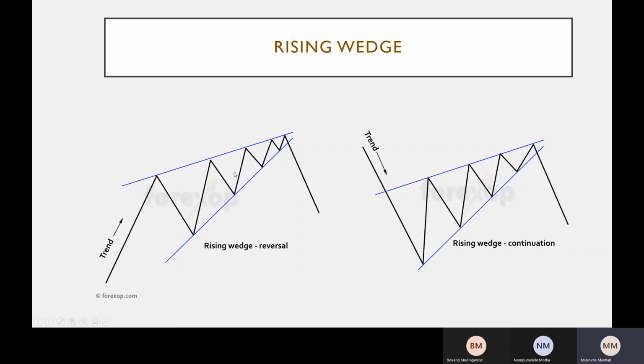So this is how it forms as it's reversing the trend, and on the continuation of a trend, this is how it forms. These are almost similar, if not similar. So what you do is you always want to be on the safe side. When you're trading, you're going to trade guided by your trend line.